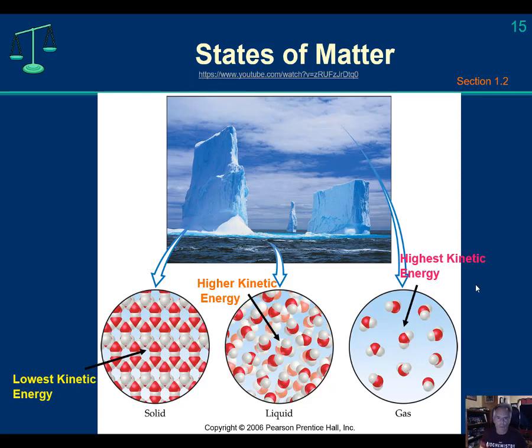So let's continue where we left off with the last video with states of matter. Now, going from solid to liquid to gas, solid to liquid is called melting or fusion. Liquid to gas is called vaporization. We can go in the reverse direction, where we go from gas to liquid, which is a phase change called condensation, and liquid to solid, which we call freezing.